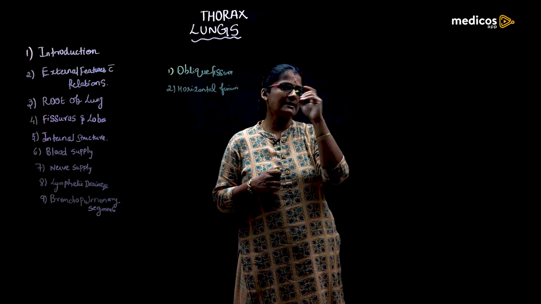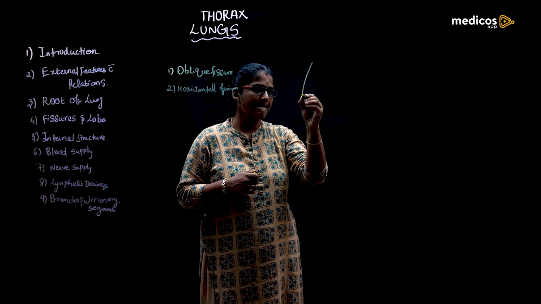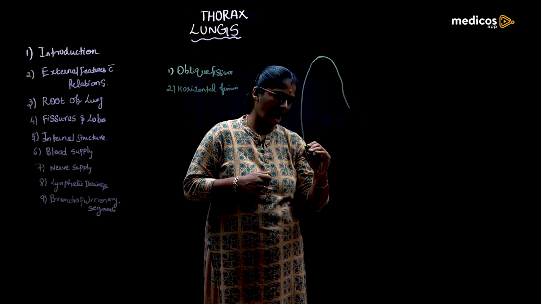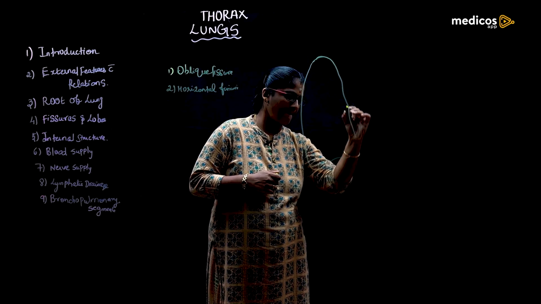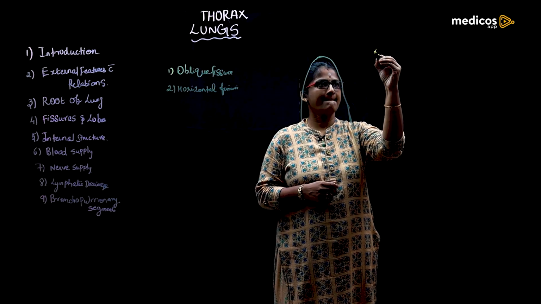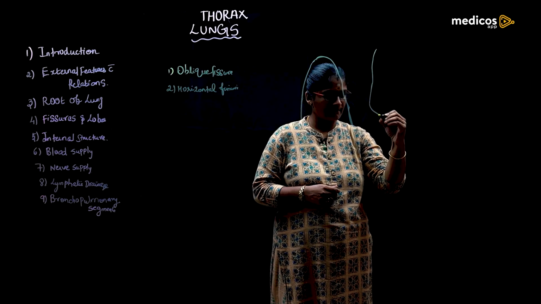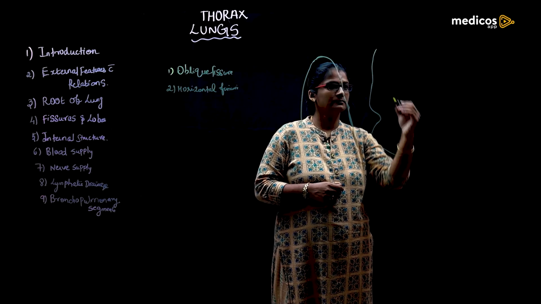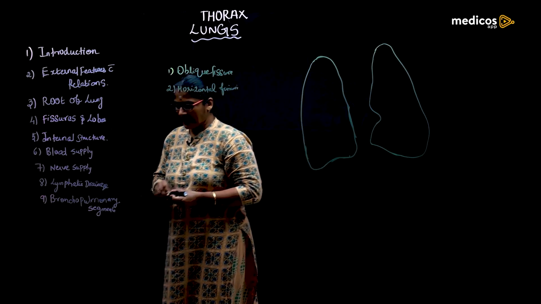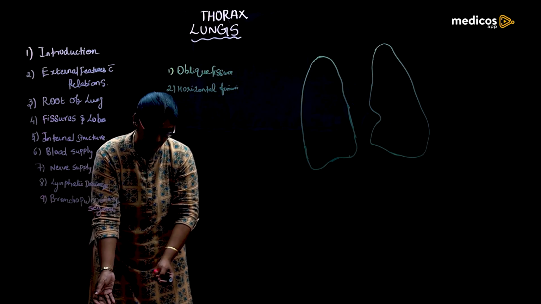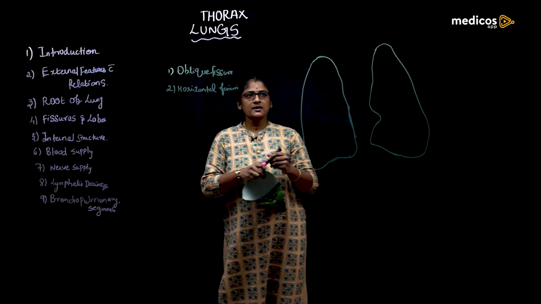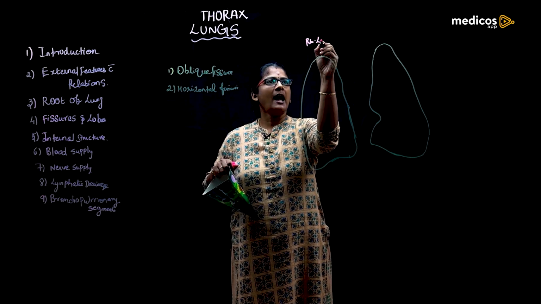First let us consider the right lung. So this is the right lung, and this will be the left lung. Right and the left lung. Now, there are two fissures I told you: the oblique fissure and the horizontal fissure. This will be the right lung, lateral surface, and this one will be the left lung.